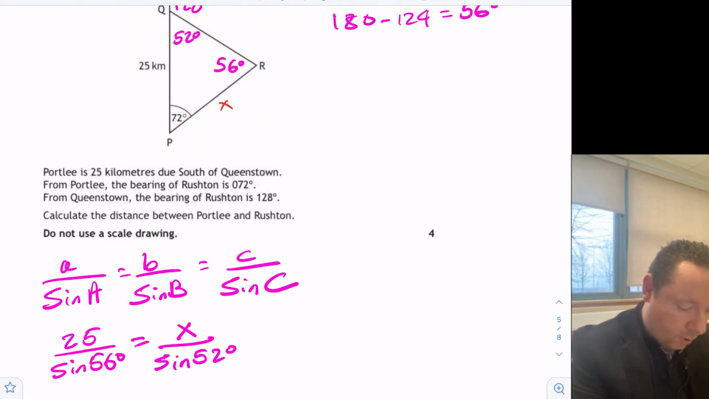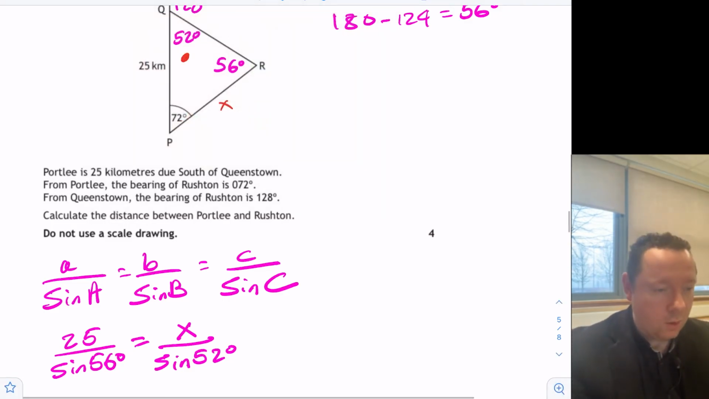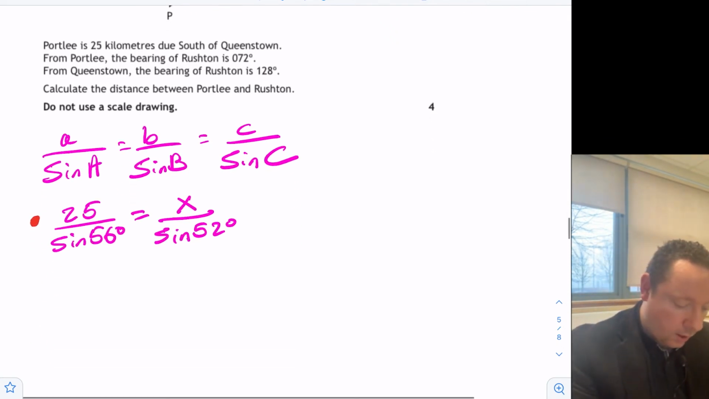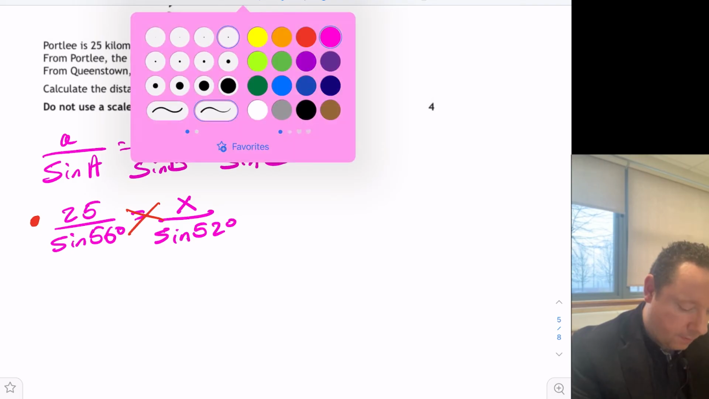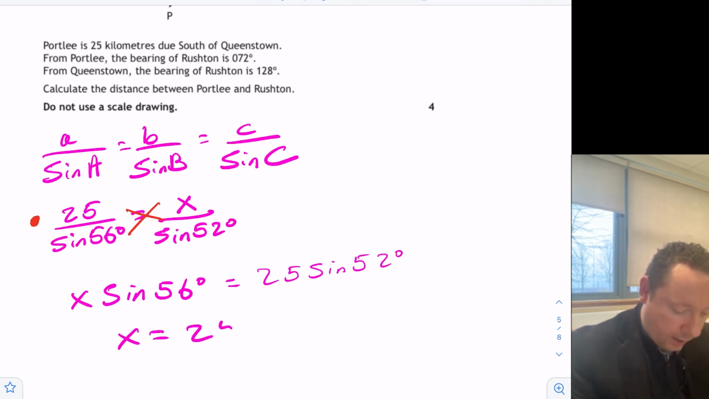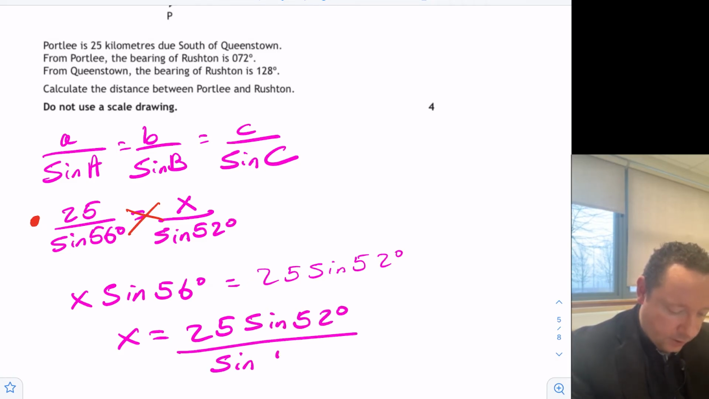Where's our mark so far? We've got a mark for getting the 52 inside this triangle, and we've got a mark for working out this. You could have called this Q, of course, because it's opposite Q. Now we need to rearrange this, so using cross multiplication is the easiest thing. 25 times sine 52 equals x times sine 56. X sine 56 equals 25 sine 52. So x equals 25 sine 52 degrees divided by sine 56 degrees.